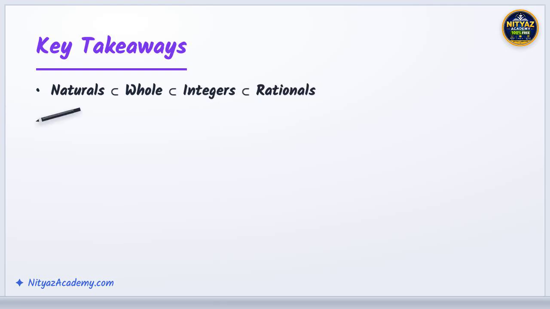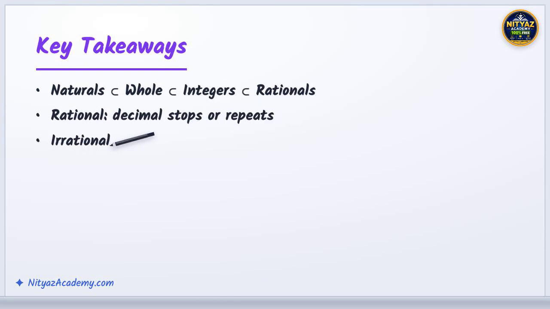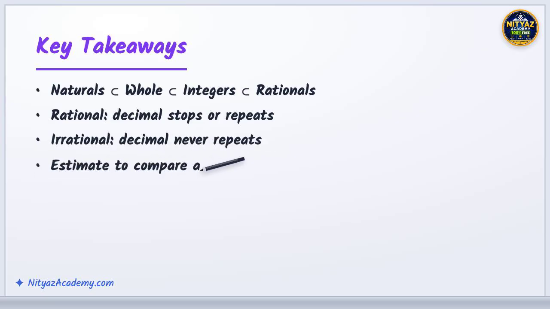Let's lock it in. The number families nest inside each other, from naturals all the way up to rationals. A rational decimal stops or repeats. An irrational one goes forever with no pattern. To compare any numbers, turn them into decimals and line them up. Master this, and the whole real number system makes sense.